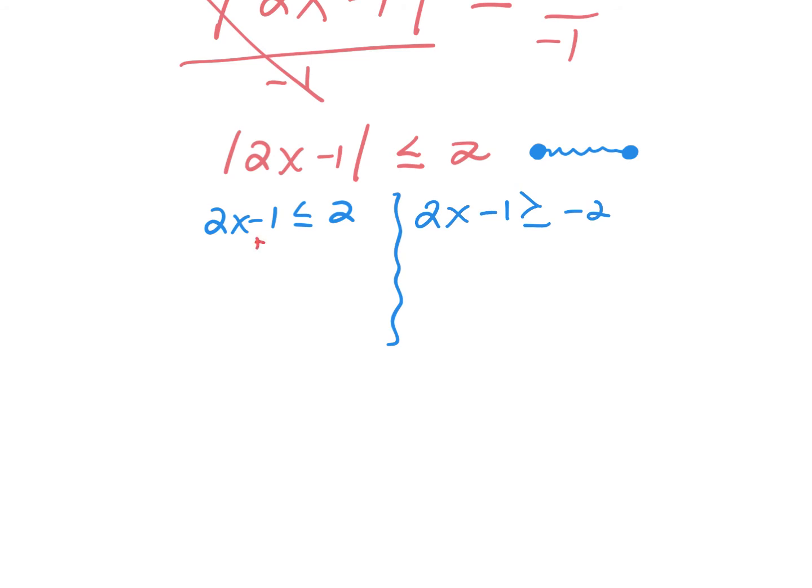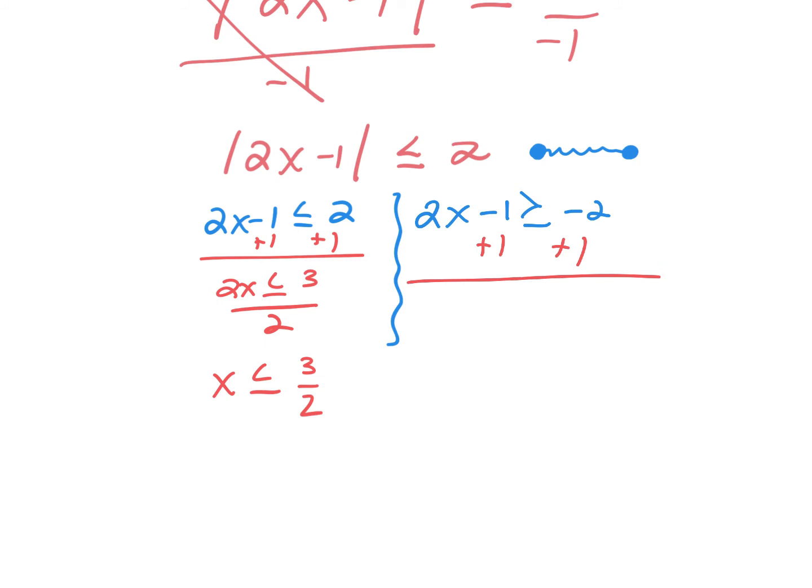So go through our process of solving. We have 2x less than or equal to 3. Divide both sides by 2. I get x is less than or equal to 3 over 2. Add 1 to both sides here. 2x greater than or equal to negative 1. Divide by 2. And I get x is what? Greater than or equal to negative 1/2.